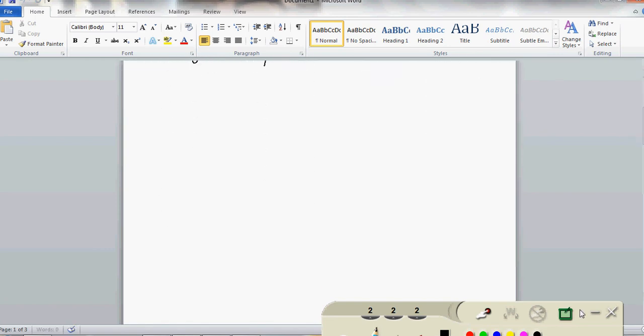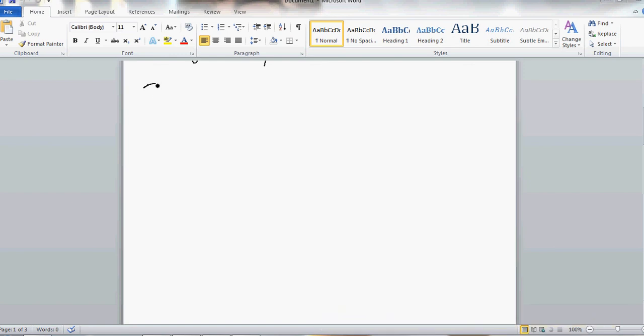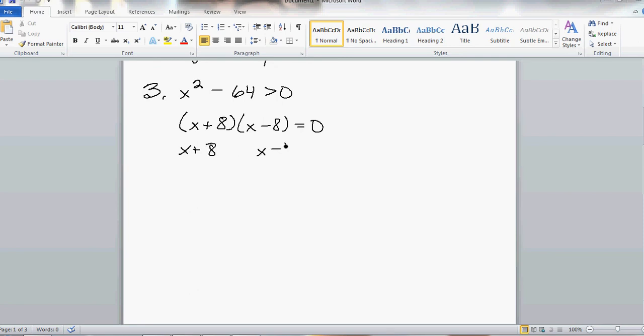Examples 3 and 4 are the same thing, except 3, we start out with x squared minus 64 is greater than 0. So what I want to do is get everything to one side and get 0 on the other. That's already there. Then factor this. This is (x plus 8)(x minus 8), and set that equal to 0, so the two very important points that occur here are x equals 8 and x equals negative 8.